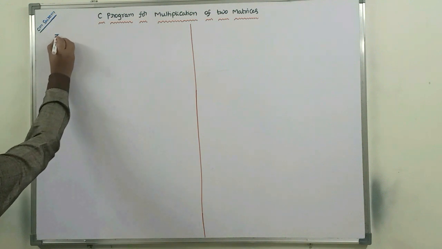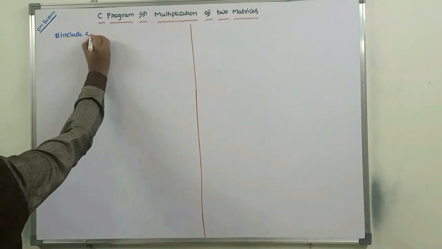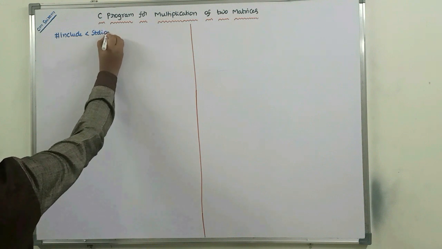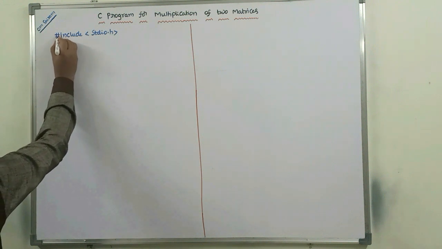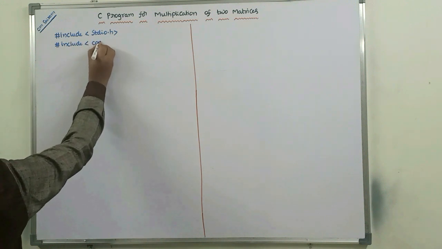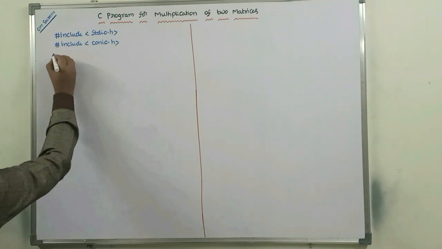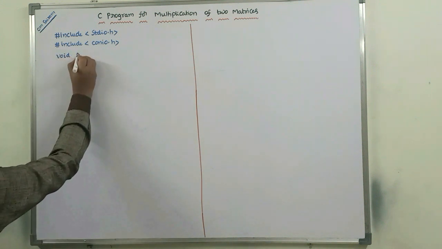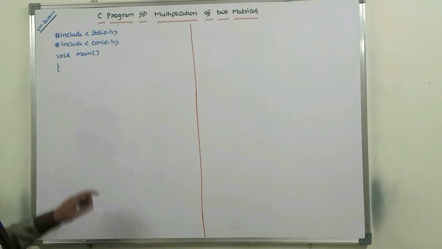First, we have to include two header files in our program. The first header file is stdio.h, the standard input output header file. The second header file is conio.h, the console input output header file. After that, we have to write the main function, void main. Every C program starts its execution with the main function. The data type of the main function is void, that means it does not return any value.